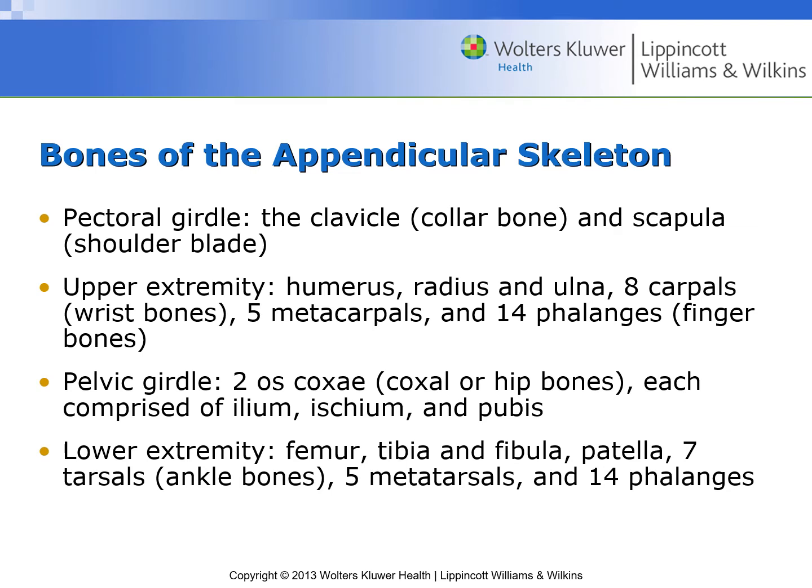to as the finger bones, the pelvic girdle, which consists of 2 os coxae, or the coxal or hip bones, each comprised of the ilium, the ischium, and the pubis, and the lower extremity, which consists of the femur, tibia, and fibula, patella, 7 tarsals, which are the ankle bones, 5 metatarsals, and 14 phalanges.